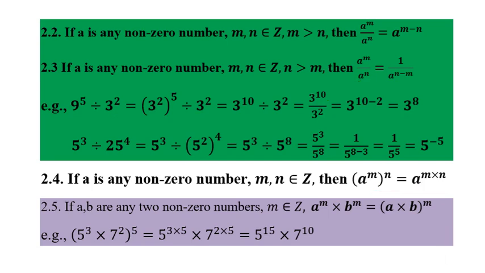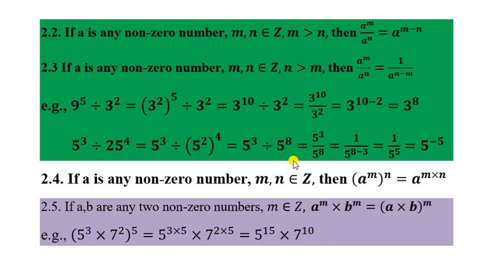Next example we'll see. 5 to the power 3 and 25 to the power 4. Again 25 is not in prime form, so you have to convert it into prime form. 25 we can write as 5 to the power 2, because 5 into 5, you have to multiply 2 times. So 5 to the power 3 is already present in prime form. Then for 25, 5 to the power 2, and to the power 4 is already given. Then 5 to the power 3 divided by 5 to the power 8, because 2 4s are 8.